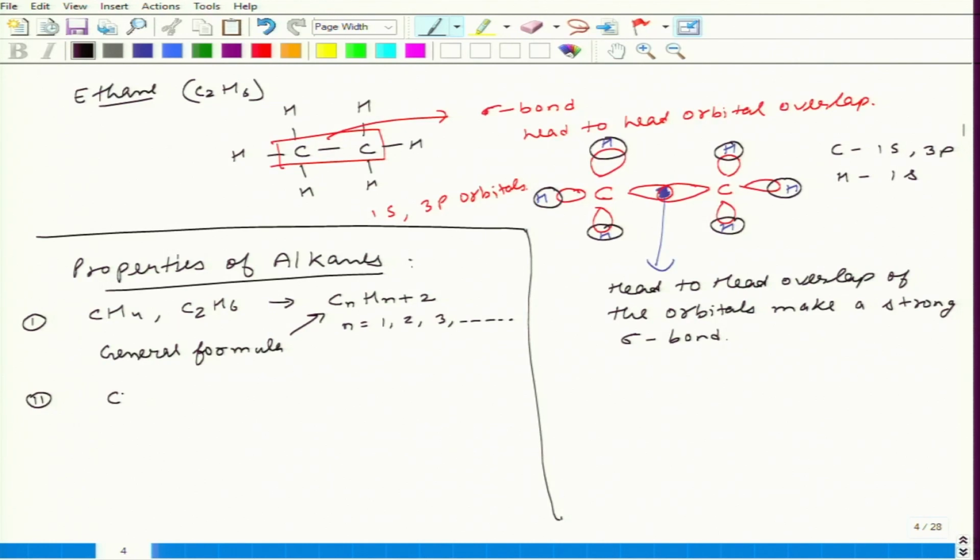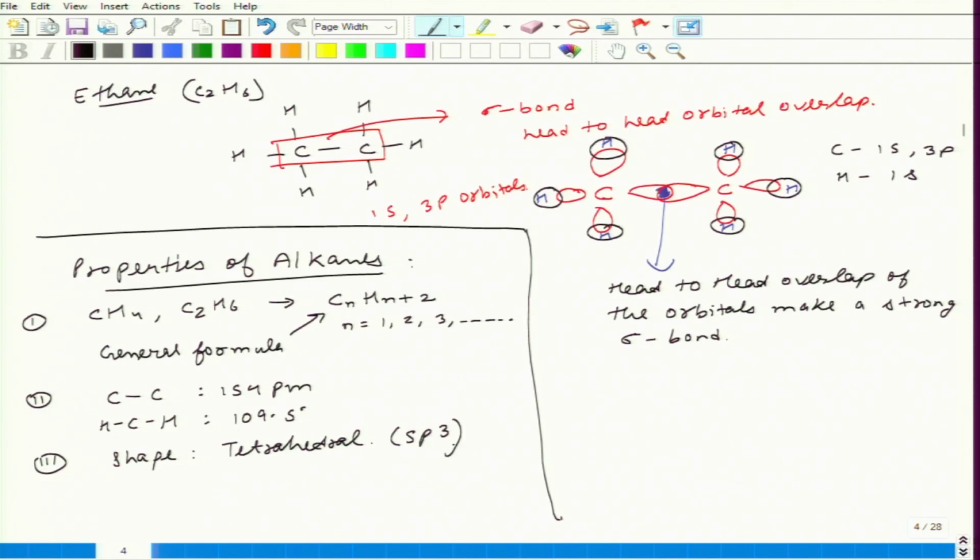What is the second thing? Let's talk about the C-C bond distance. You must have already studied this. It is 154 picometer. The bond angle between H, C and H is 109.5 degrees. What is the shape of the alkanes? It's tetrahedral. The hybridization might not be much necessary for you, but if somebody asks, this is called sp3 hybridization. You will deal with how in the higher classes, but this is the shape of the alkane molecules.